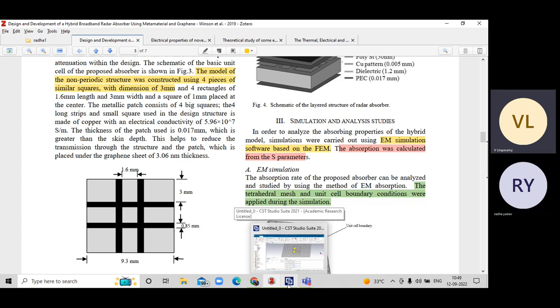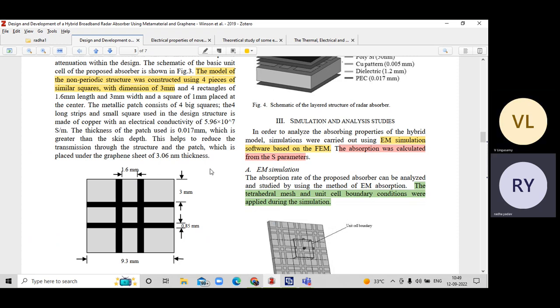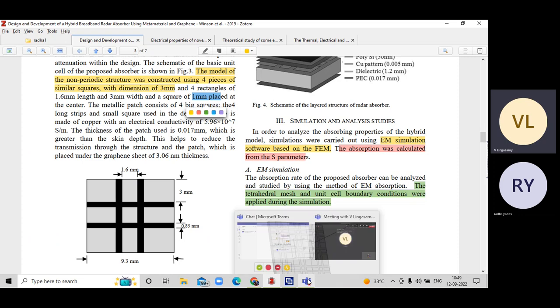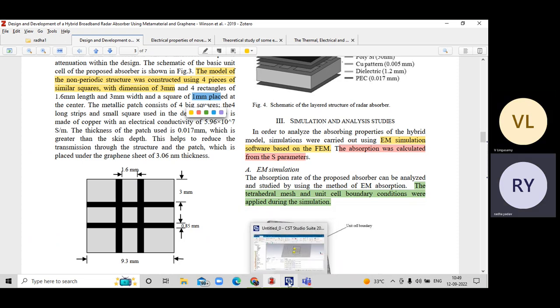Center patch, right? No, sir. First, actually, the square of 1.1 mm placed at the center. Oh, okay. 1 mm. Okay, that is 1 mm. But in the figure it is showing as 1.6 mm. Exactly, but that is, sir. That is not correct. That is correct. So 1.6 is correct. Okay, so what should I choose?